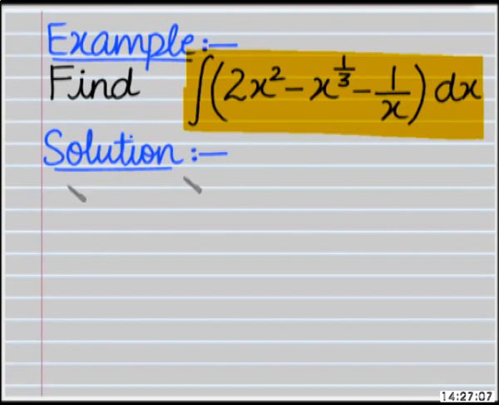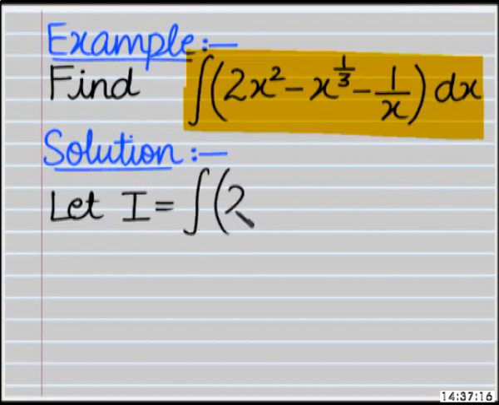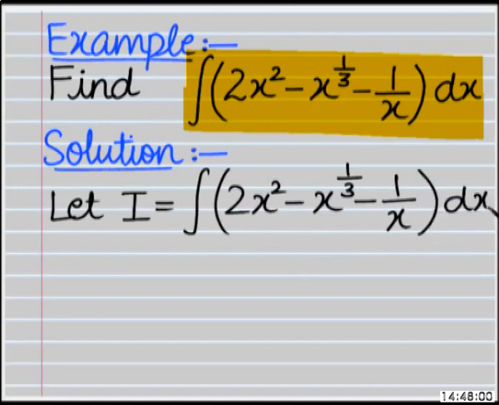Now let us see its solution. Let I is equal to integral of 2 into x square minus x raised to the power 1 upon 3 minus 1 upon x with respect to x.